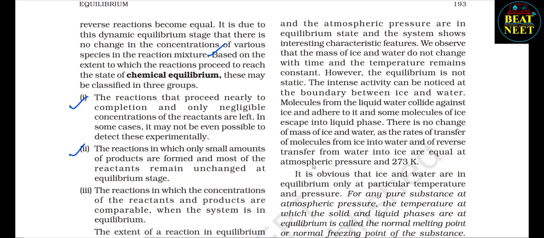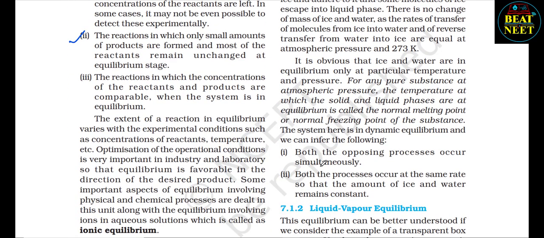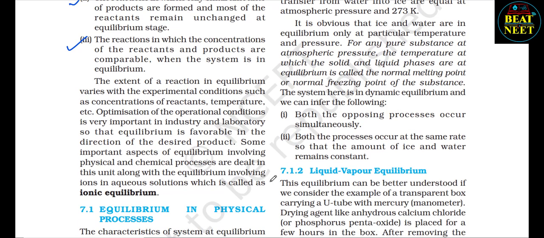Number 2. The reactions in which only small amounts of products are formed and most of the reactants remain unchanged at equilibrium stage. Number 3. The reactions in which the concentrations of the reactants and products are comparable when the system is in equilibrium. The extent of a reaction in equilibrium varies with the experimental conditions such as concentration of reactants, temperature, etc.